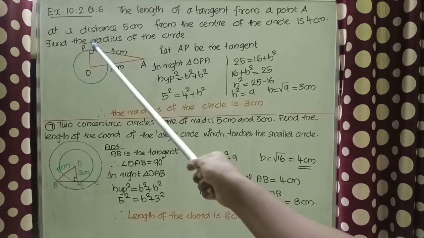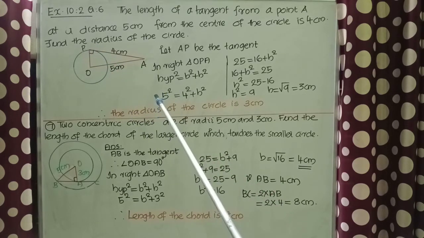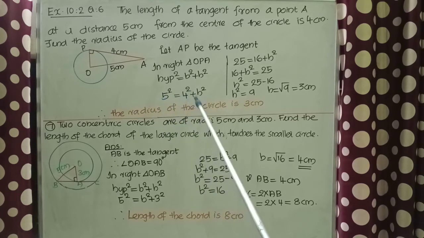So here we have taken height as the radius. So we can conclude therefore the radius of the circle is 3 cm.